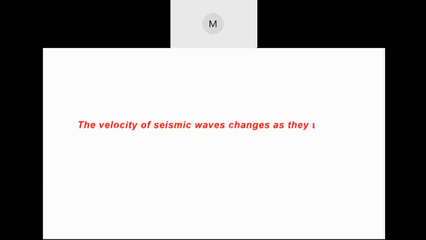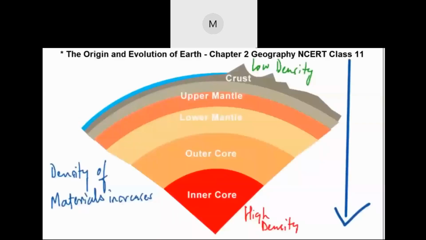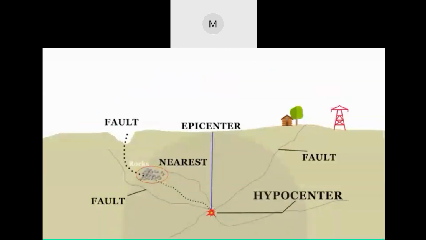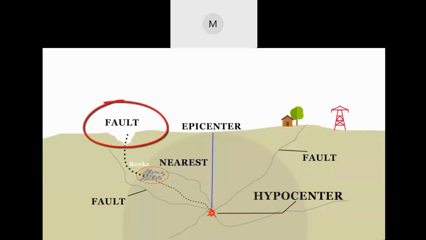Now the velocity of waves changes as they travel through materials with different densities. And we know that the materials with higher density reside downwards. Therefore, the denser the material, the higher is the velocity. Their direction also changes as they reflect or refract when coming across materials with different densities. That's why when the seismic waves reach towards the surface of Earth, there the materials are of lower density, and that slows down the intensity of the waves, leaving behind a fault.